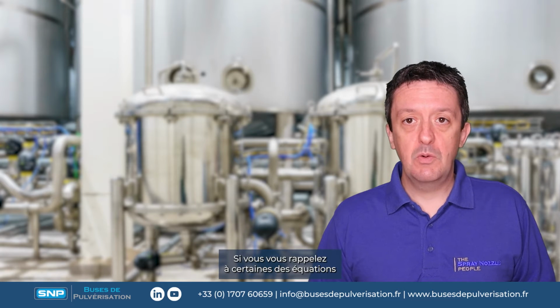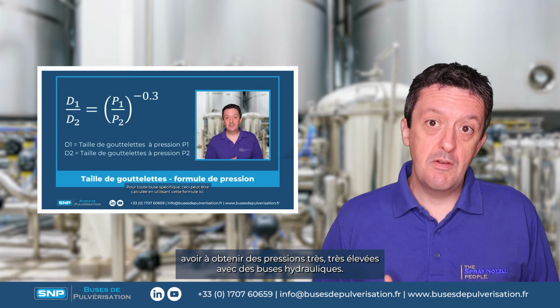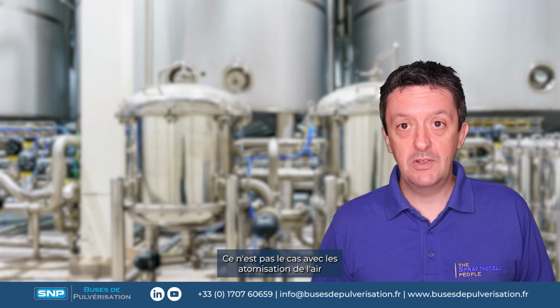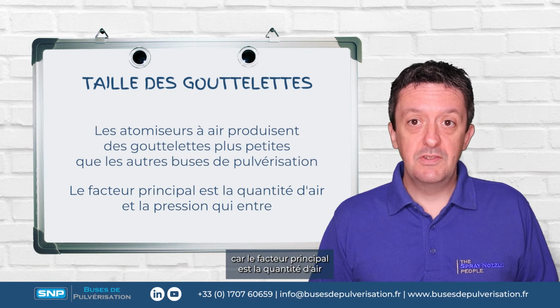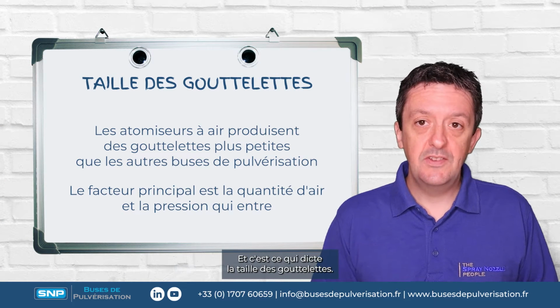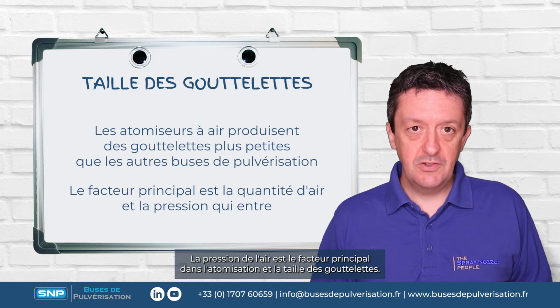If you remember back to some of the equations we looked at, in order to get very small drop sizes, you're actually going to have to get very, very high pressures with hydraulic nozzles. This isn't the case with air atomizing nozzles, because the primary factor is the amount of air that you put in there and the air pressure you put in there, and this is what dictates the droplet size. Air pressure is the primary factor in atomization and droplet size.